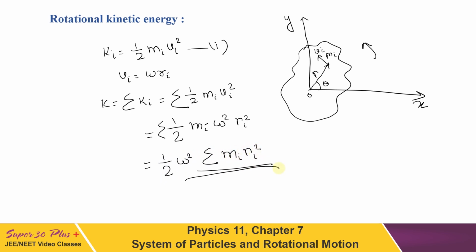What is this term, summation of mi Ri square? Does this seem familiar to you? Of course, you know this very well. This is known as moment of inertia. So from here we got the kinetic energy of a rotating body to be equal to half I omega square, which is the rotational kinetic energy. Again you can see it is simply an analog term for kinetic energy in translation, because mass has been replaced by I and V has been replaced by omega. So this is the term associated with rotational kinetic energy.